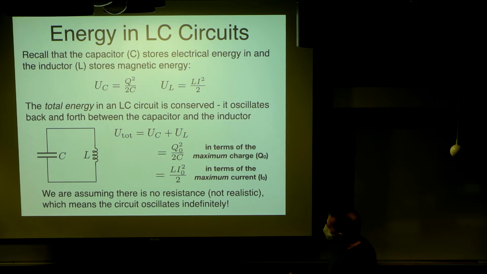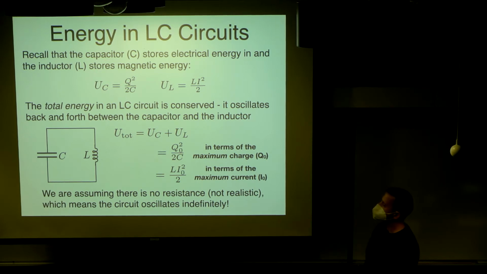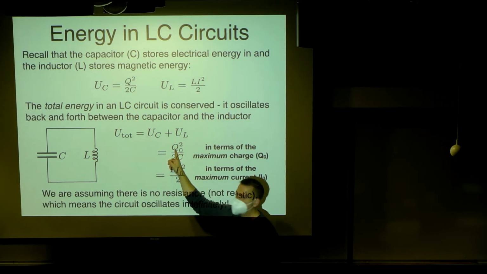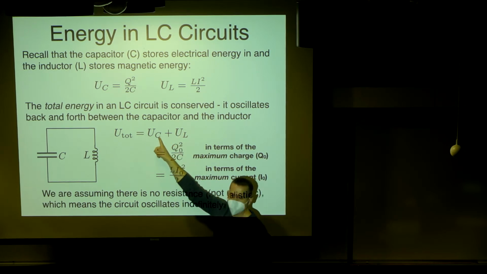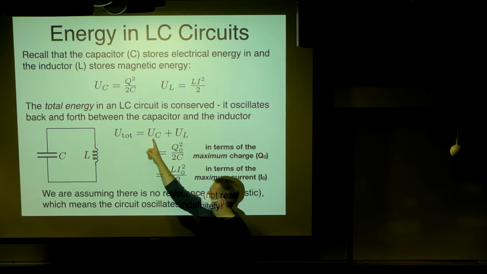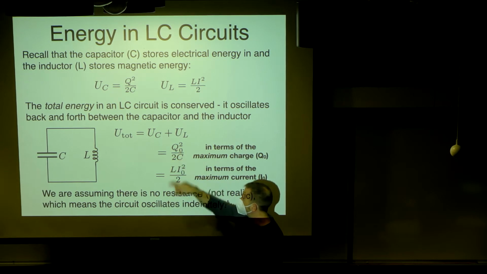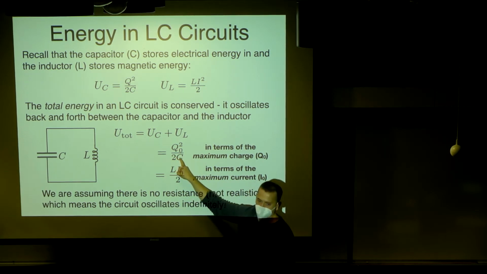But we can express this two different ways. One way is like this. We can express it in terms of the maximum charge. Remember, when we have the maximum amount of charge, we have 0 current. And that means we have no energy stored in the inductor. So when charge is at a maximum, all of the energy is just in the capacitor, in which case we can write it as Q naught squared, that's the maximum charge squared, divided by 2C.